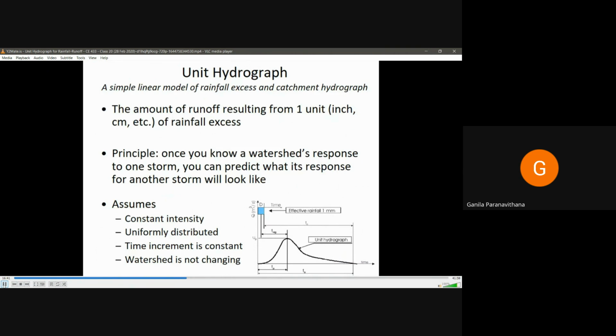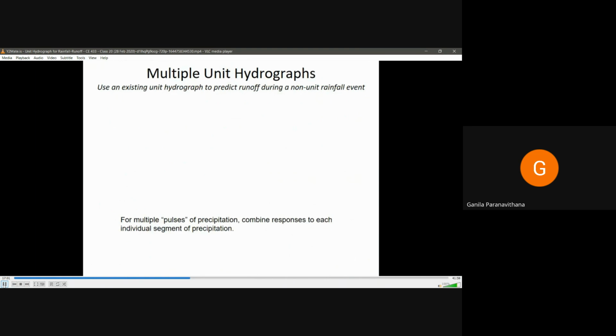And so the way you correct for that is maybe you'd have a summer unit hydrograph and a winter unit hydrograph. You know, how does the watershed respond as conditions change? But if you have this unit hydrograph, it allows you to extrapolate from any kind of storm, regardless of duration or amount.